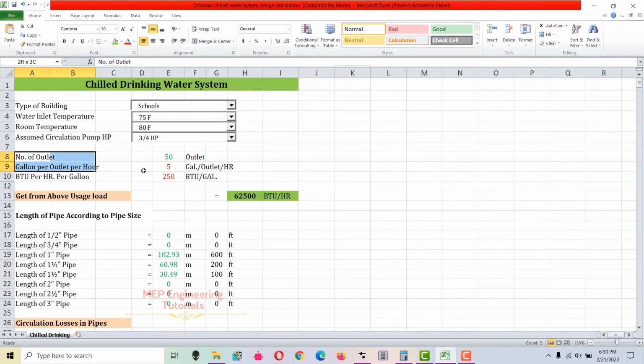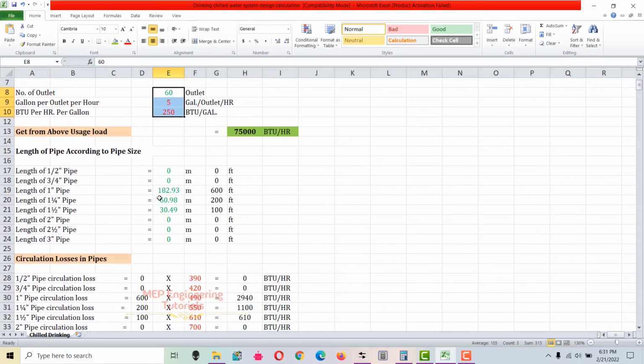Next, you have to count the number of outlets. As I told you, green color is the input from the user. So you have to go to the drawing, count the number of outlets and use it in here. Let's say the number of outlets checked from the drawing is 60, and these values, as I told you, depend on the selection which you made here. Now we have to calculate the load due to the above usage. Simply multiply these three values and you will get the load, that is 75,000 BTUs per hour.